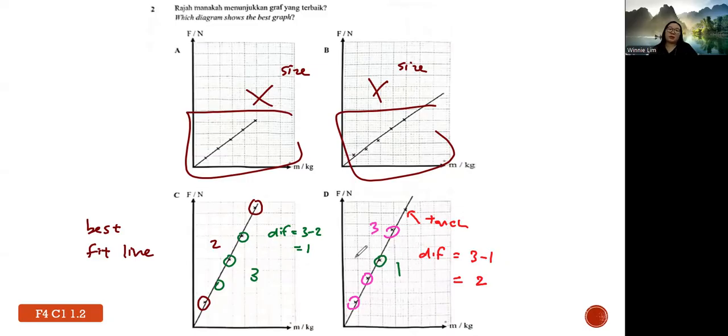So for information, why do we draw a best fit line? So that the line that you draw seems to be your average. And then all the points must be distributed evenly, above and beneath the line. So the answer for this question is C.